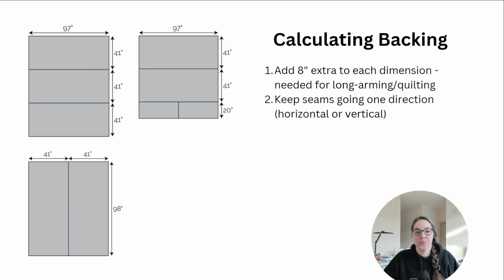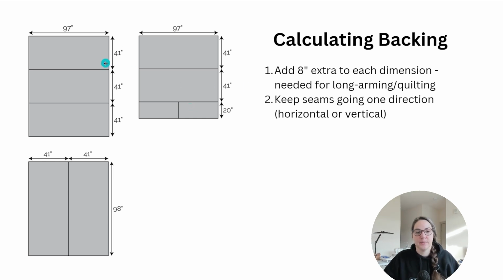It also is really difficult to communicate without full assembly diagrams how to cobble that backing together if you're going to include both vertical and horizontal seams. And that's what you're seeing over here in the middle. We've got that vertical seam there, which is going to throw things off for long arming, but also, how do you communicate to your reader exactly which pieces they're supposed to cut, right?